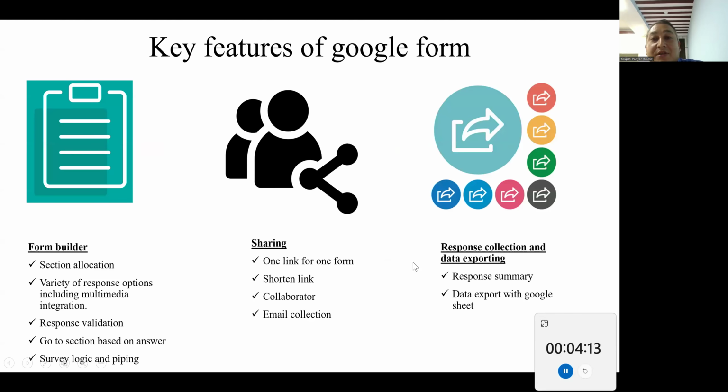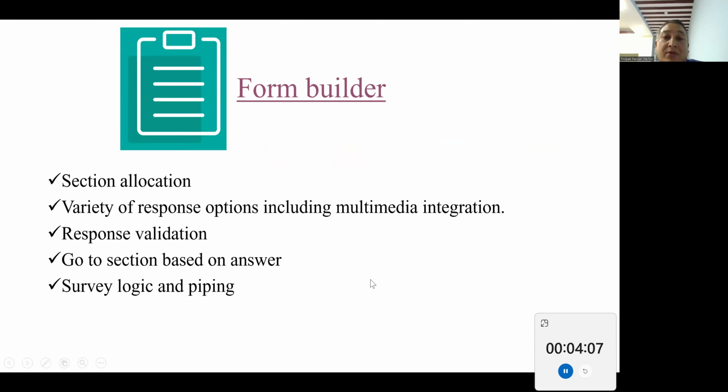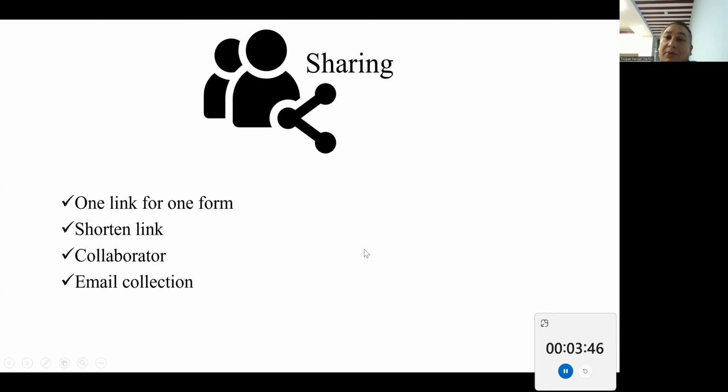Well, the key features of Google Forms are form builder, sharing, and response collection and data exporting. So in the form builder, you can either choose a template provided by Google Forms, or you can build your own form from scratch. So there's section allocations, variety of response options, including multimedia integration, response validation, go to section based on answer, survey logic, and typing.